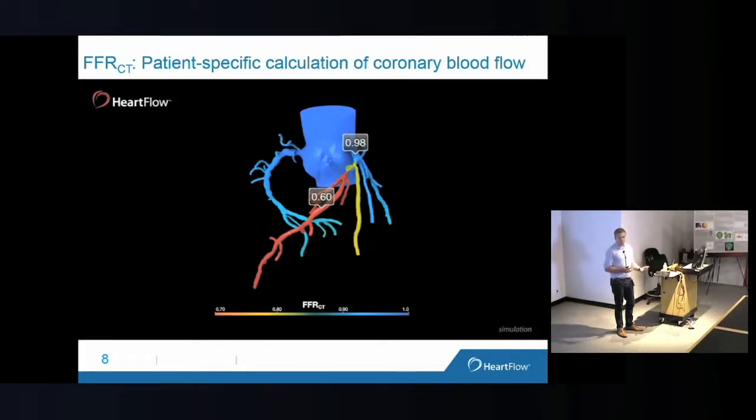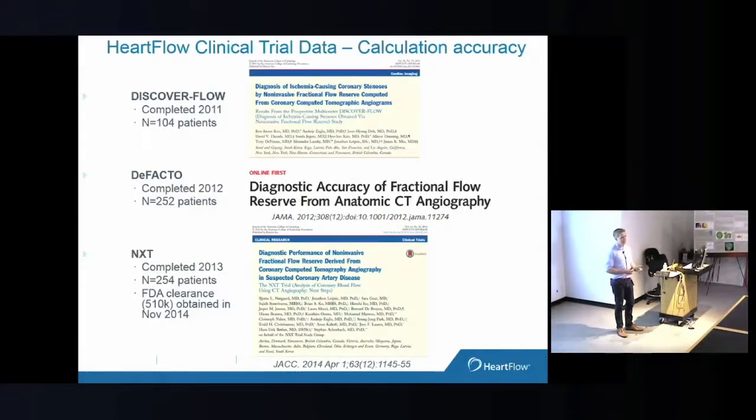When this technology was first proposed, there was a lot of skepticism about whether or not this was actually possible to do. And so there were 3 clinical trials that were done in order to validate this technology. These were multi-center trials. They were published in top medical journals, and they really established the accuracy that we were able to achieve with this non-invasive calculated FFR. And it was on the basis of these trials that we got our FDA approval in late 2014, and have been on the US market since then, and also have been operating clinically in Europe and Japan.